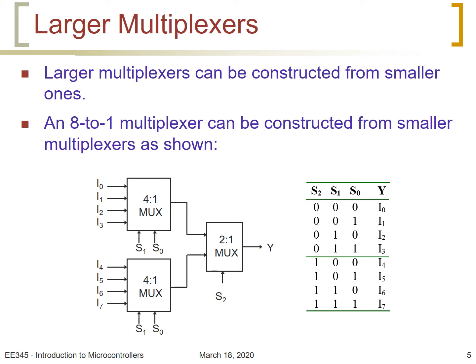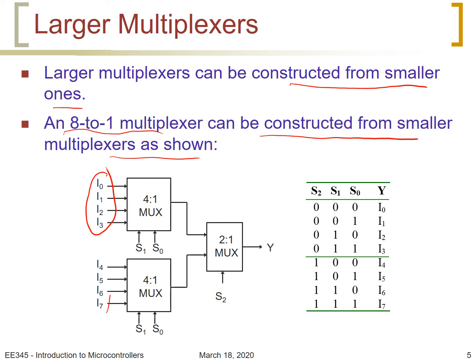Now we can go on to show how we implement larger multiplexers. Larger multiplexers can be constructed from smaller multiplexers, as we have done with the decoders in the past. Let's take an example where we have an 8-to-1 multiplexer that can be constructed from smaller multiplexers, as we can see here. 8-to-1, so we have 8 inputs. We input 4 inputs to the first multiplexer, and the other 4 inputs to the second multiplexer, and S0, S1 are input to both multiplexers, and S2 will be input to another multiplexer, which is 2-to-1.